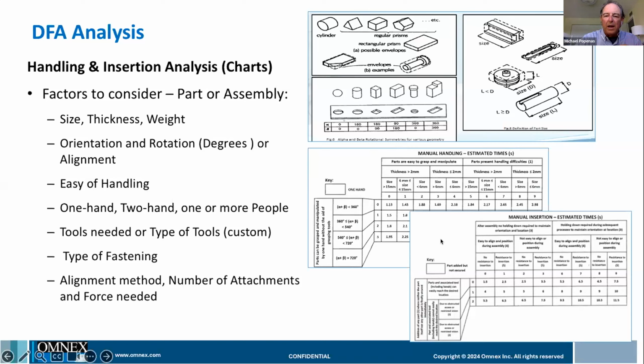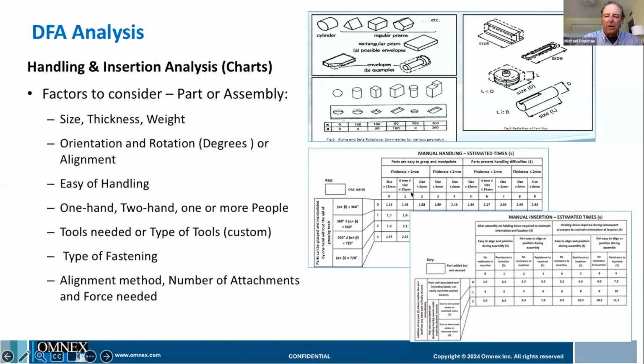He has two elements that they look at, what we call manual handling and insertion. Handling the part, just getting it into the right orientation, looking at two different angles of rotation around two different axes perpendicular to each other, and the size and the thickness. For each one of these, handling and insertion, there's a series of tables. I just provided a couple of examples here.